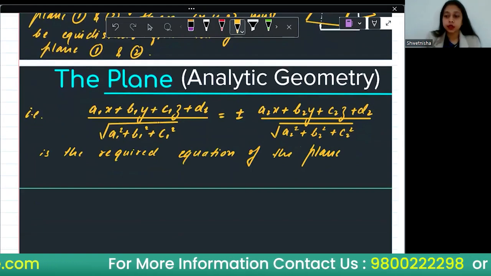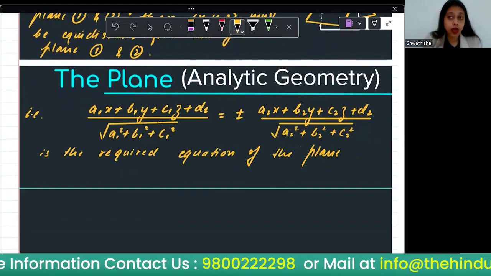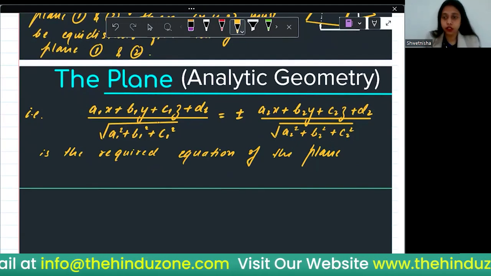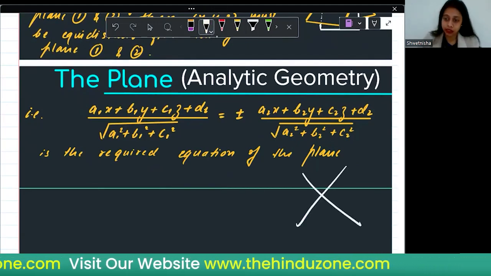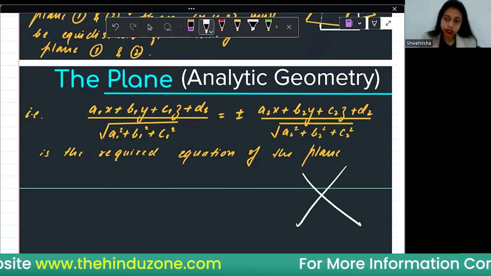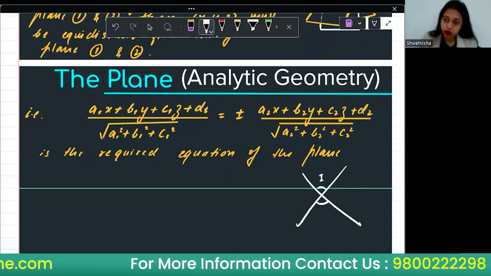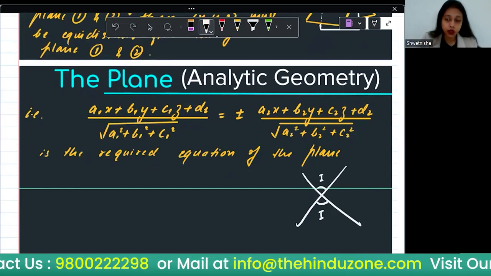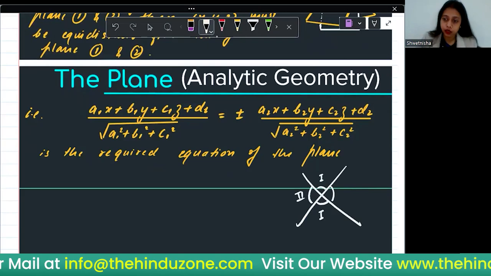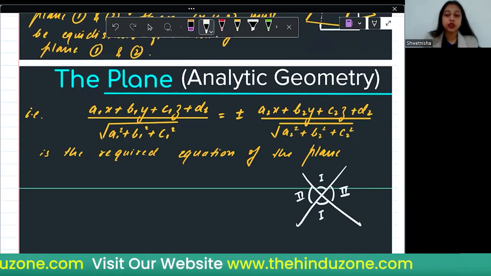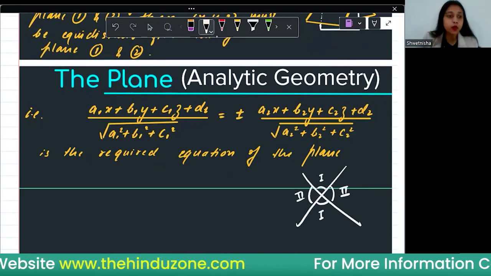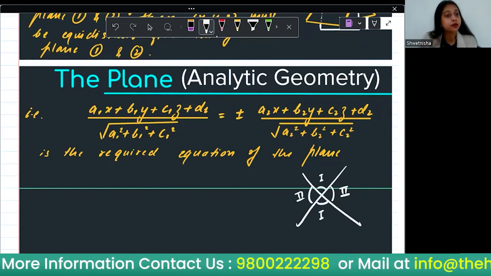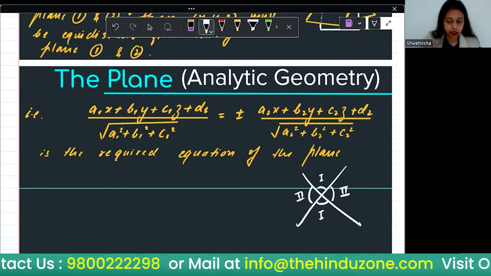Okay. Now, the positive negative sign. Why am I getting two equations? Because you know that actually there are four sections here. These are the two planes, and I am drawing the 2D version. This side, I'm calling both of them 1 because these are acute angles. One of them will be an acute angle, the other will be an obtuse angle. So there will be one plane which is bisecting the acute angle, and one plane which is bisecting the obtuse angle, and that's why this plus and minus.